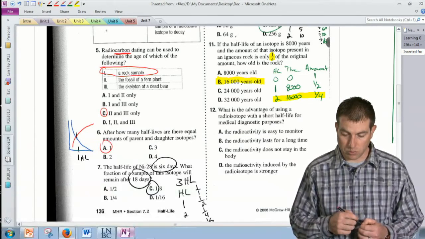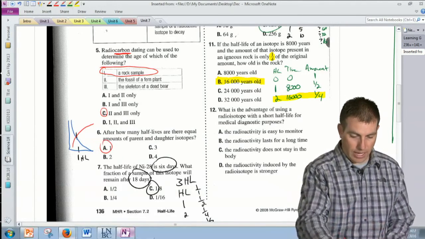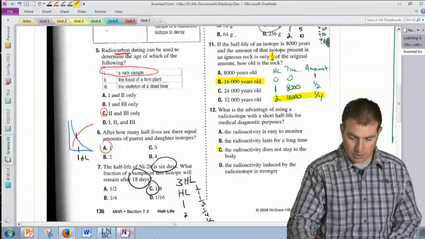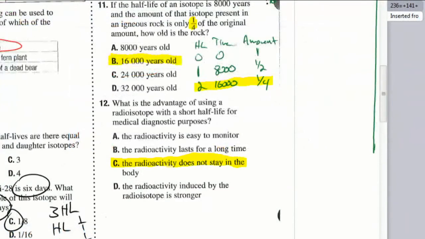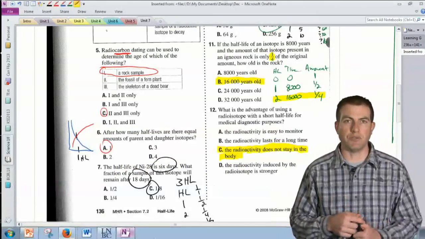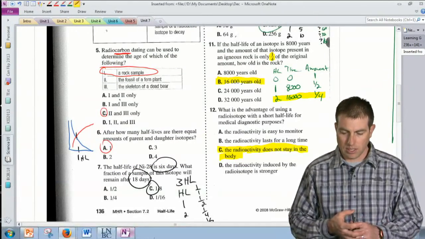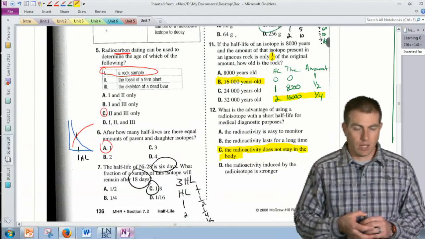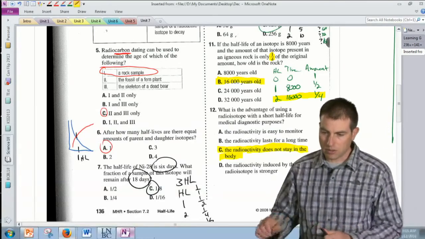So why would we want something like that? For that exact reason. The radioactivity does not stay in the body for very long. So the faster it breaks down, faster it decays, the less radioactive you are, which is a good thing. So there you go. That was the first page.